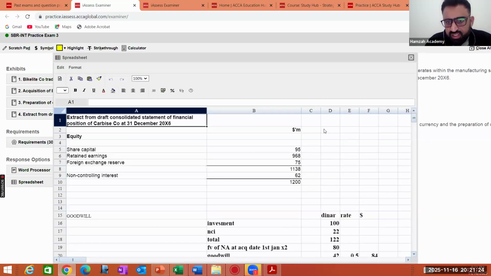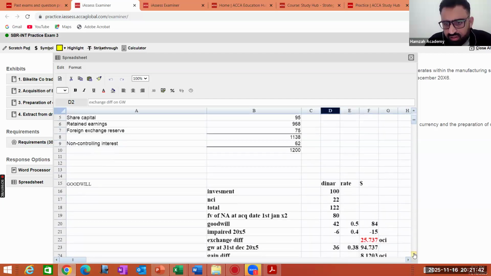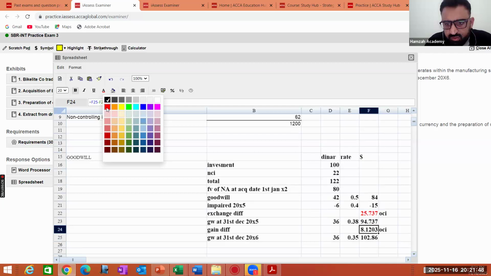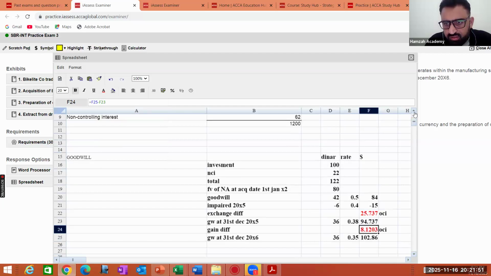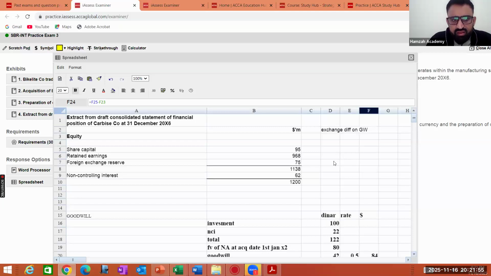Now the adjustment which we need to perform here is only for the exchange difference on goodwill relating to 31st December X6. We are presuming that X5 is correctly accounted for. Now, dear student, in X6, the exchange difference is 8.12. Now, it's a very simple adjustment.